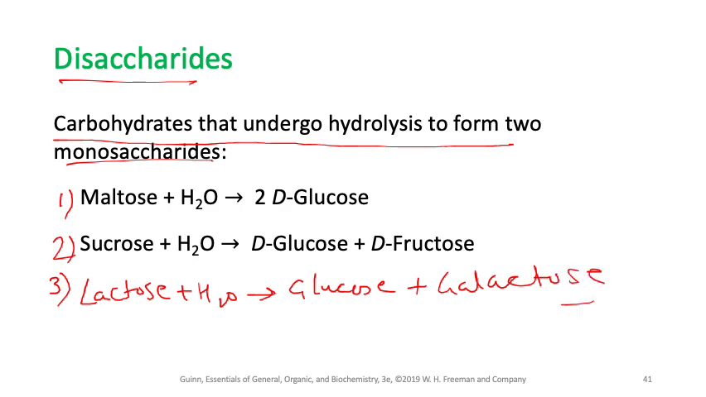So make sure you remember these different kinds of disaccharide. Maltose, whenever you do hydrolysis, you will get 2 molecules of the same glucose. Sucrose gives you glucose plus fructose, and then lactose, glucose plus galactose.